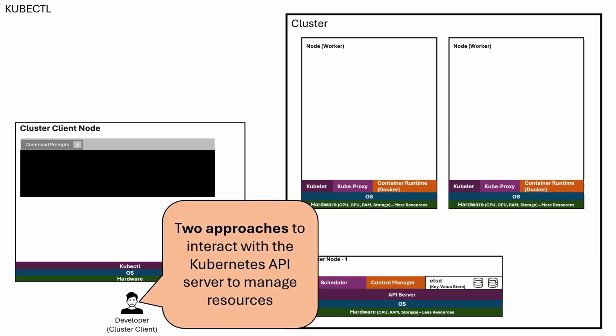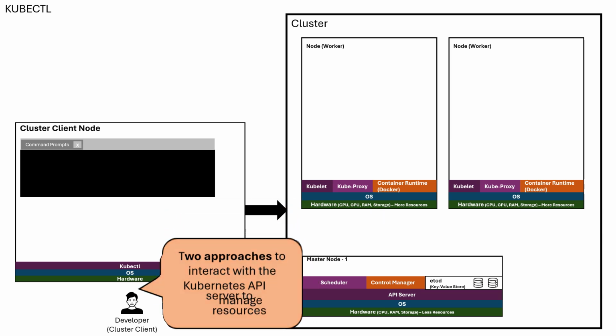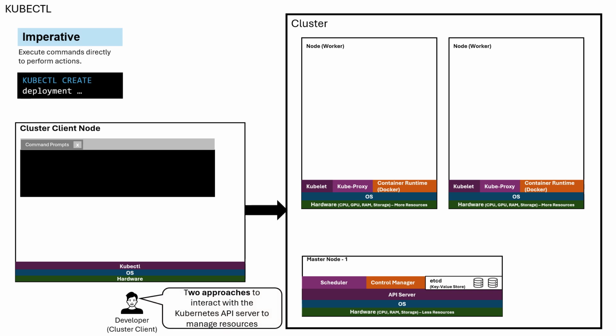There are two approaches to interact with the Kubernetes API server to manage resources. The first way is the imperative approach, where you just run commands to get things done. Like, if you want to create a deployment, you can use the command kubectl create deployment, then your deployment name and parameters.